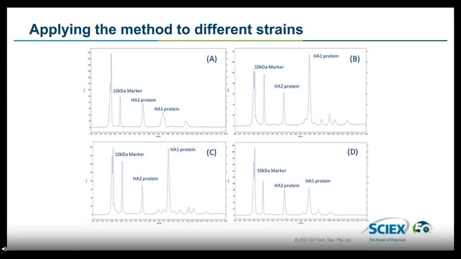When we prepare the sample, we use denaturation and reduction, and this breaks down the hemagglutinin protein into 2 sections, hemagglutinin 1 and hemagglutinin 2, which we call HA1 and HA2. And these are well resolved in the SCIEX system for us.